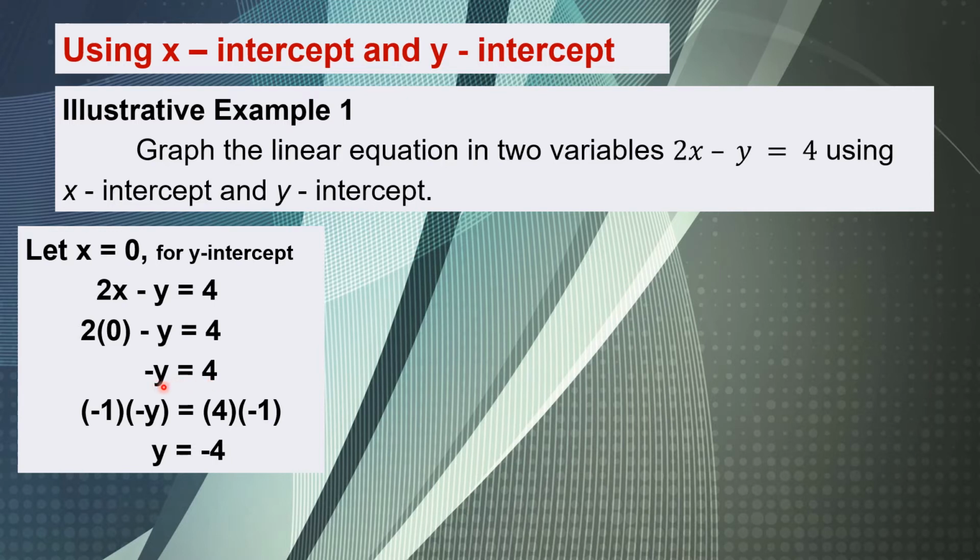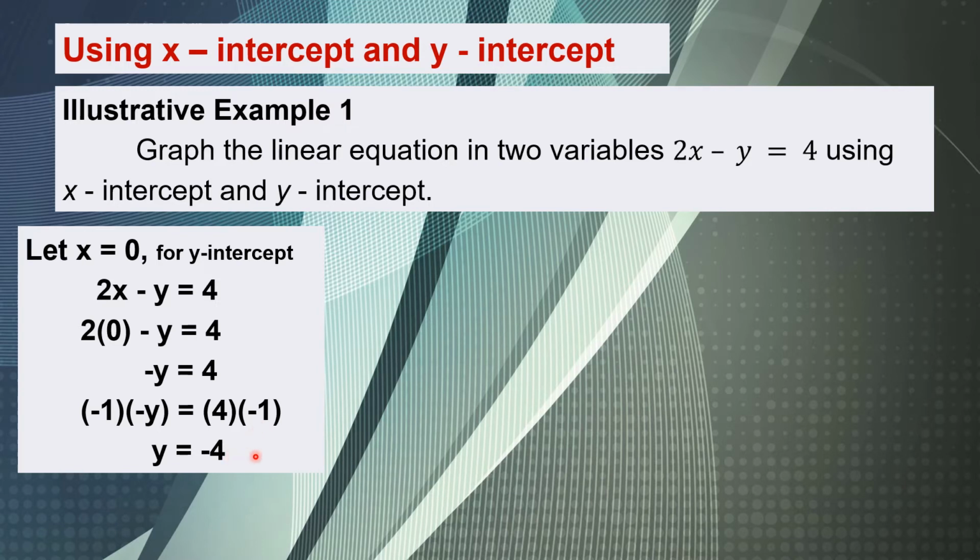Yung y natin ay dapat laging positive. So, kailangan natin gawing positive itong negative y natin. So, para maging positive ang negative y, mag-times tayo ng negative 1 both sides of the equation. So, nag-times ako ng negative 1 dito sa left side, nag-times din ako ng negative 1 dito sa right side. So, simplifying this, negative 1 times negative y ay positive y. So, naging positive na ang ating y. 4 times negative 1 is negative 4.